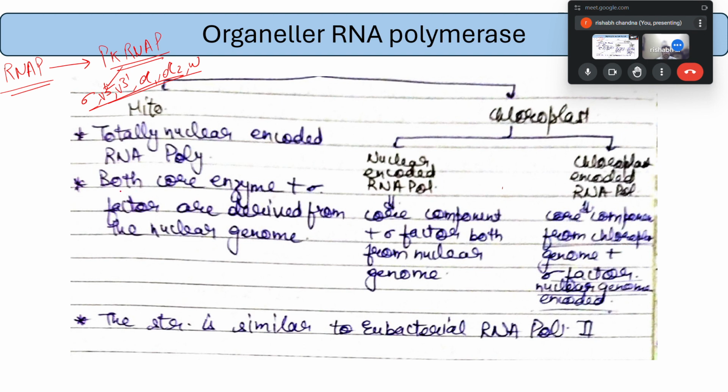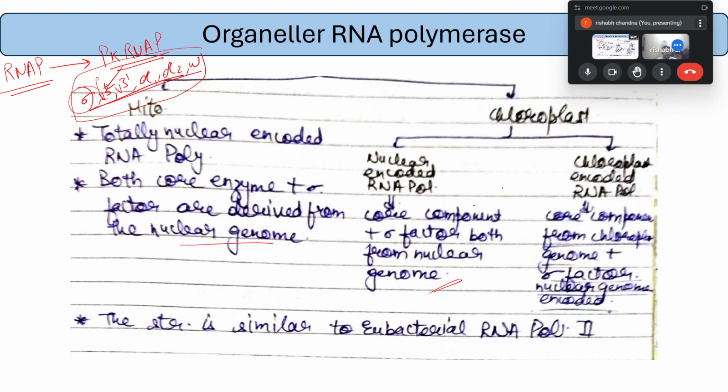These subunits, except the sigma subunit, are called the core subunits. So both the core enzyme and the sigma factor are derived from the nuclear genome. So the full RNA polymerase is encoded by the nuclear genome in mitochondria. And in chloroplast, we have both chloroplast-encoded as well as nuclear-encoded subunits. So the core component and the sigma factor are both from the nuclear genome.